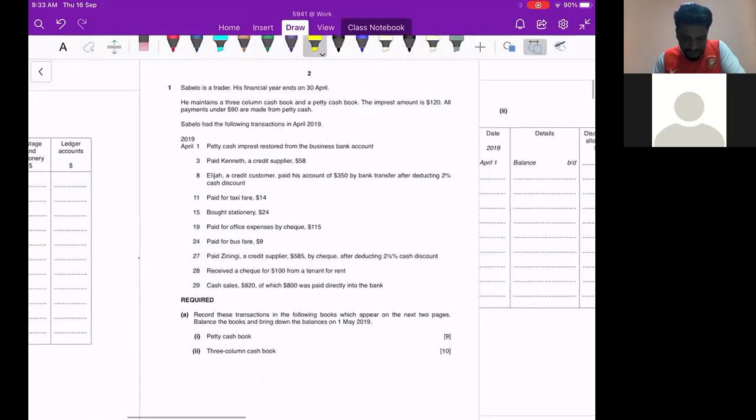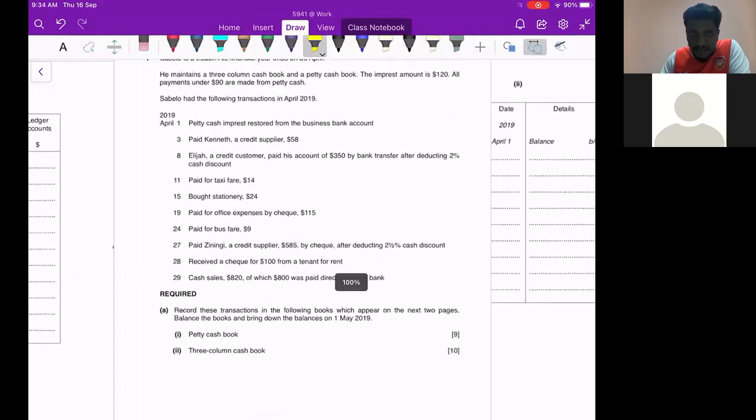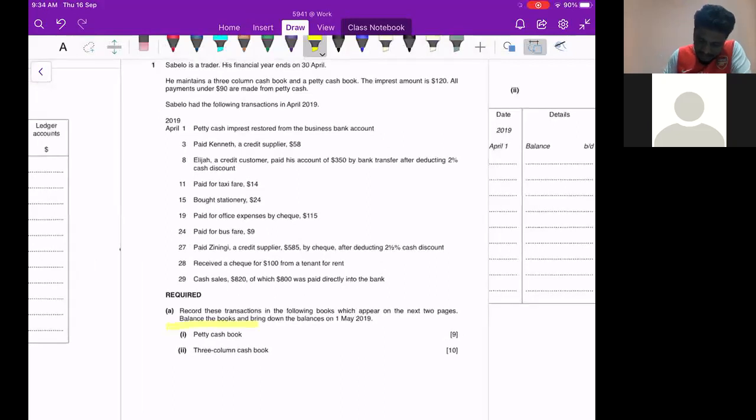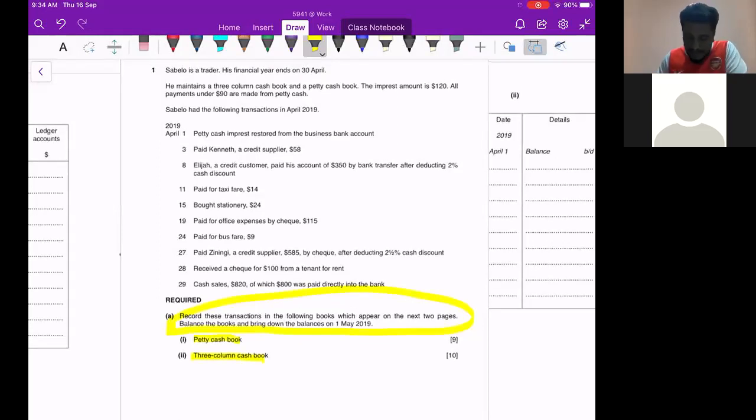Okay, read the first big question. You can see the question, right? Always read the required first. Record these transactions in the following books, which appear on the next 2 pages. Balance up and bring down on the 1st May 2019. We need to prepare a petty cash book, and also a 3-column cash book. So I need to know which transactions will go to the petty cash book and which to the cash book.